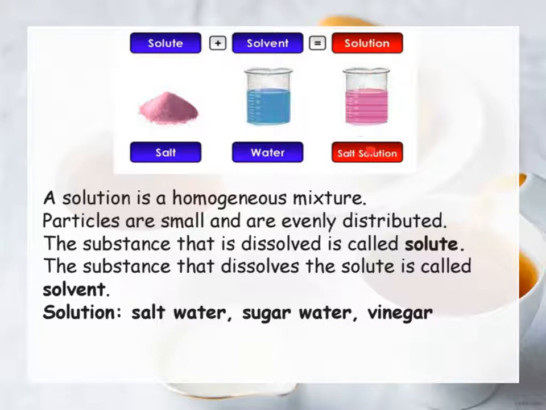In a solution, the appearance is uniform all over the mixture, and then a solution is a homogeneous mixture. Although the appearance is uniform, this never means that there's chemical bonds between the solvent and the solute. They are just closely mixed, and the salt is evenly distributed. After mixing, the water will stay water H2O and salt will stay salt. They are evenly distributed one next to the other. Other examples of solution: salt water, sugar water, and vinegar.